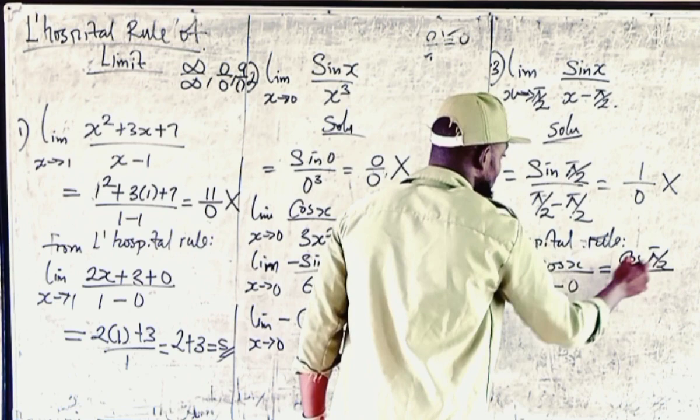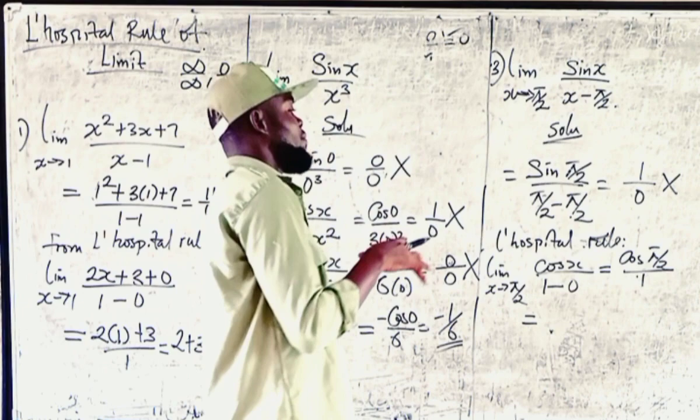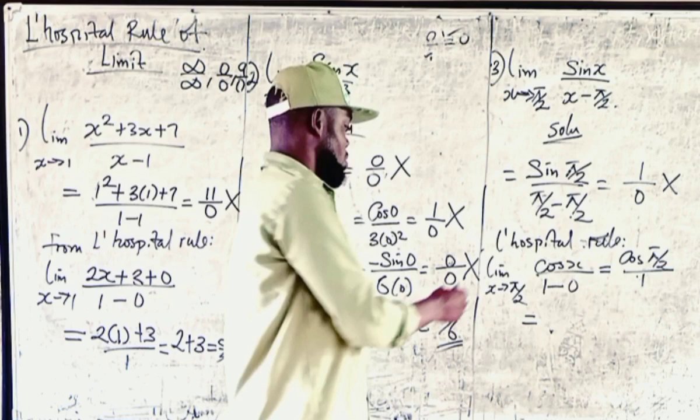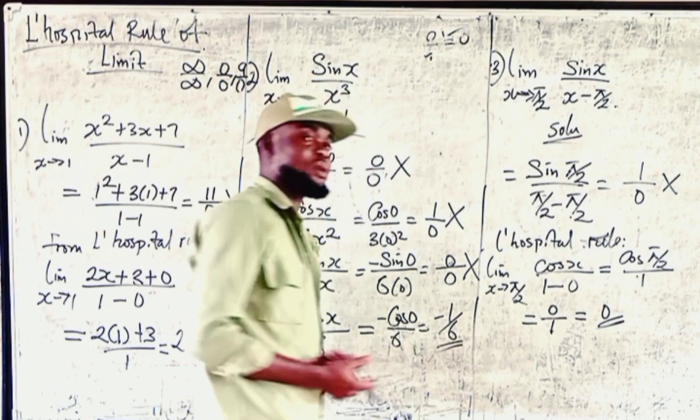So what are we going to have there? Cos pi over 2 is 0, because cos of 180 over 2, that is 90, cos 90 is 0. We have 0 over 1, and 0 over 1 in mathematics is equal to 0. So that's what we're going to have in that place. Please take note of that.